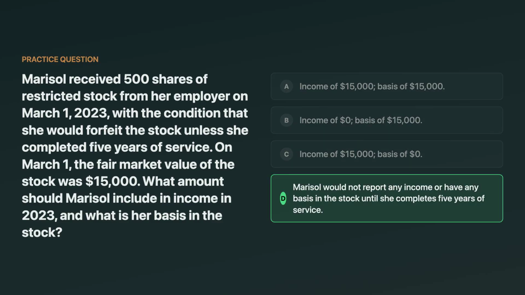The correct answer is that she generally reports no income and has no basis until the stock becomes substantially vested after completing the service requirement. The key phrase is substantial risk of forfeiture. A tempting wrong answer is including $15,000 now, but that would generally require an 83(b) election, and the question doesn't mention one.